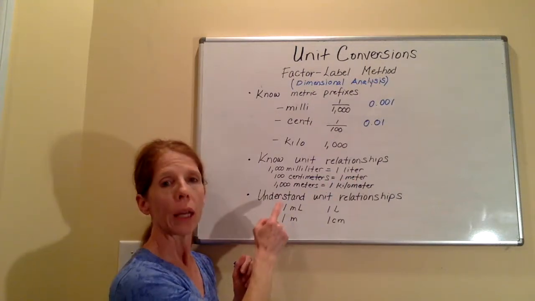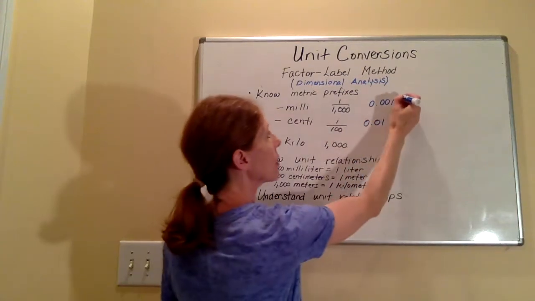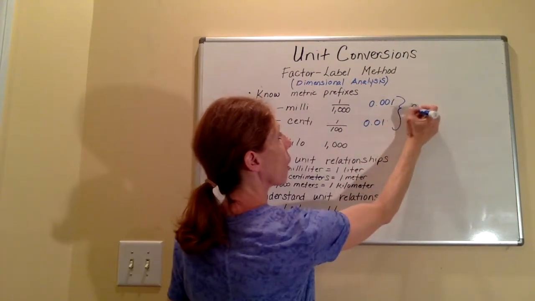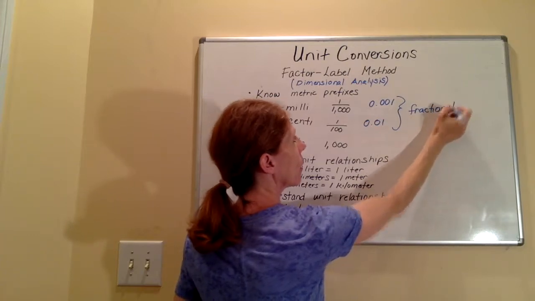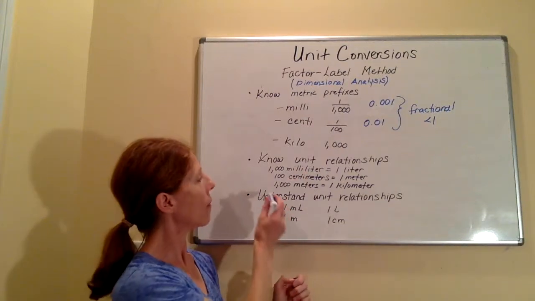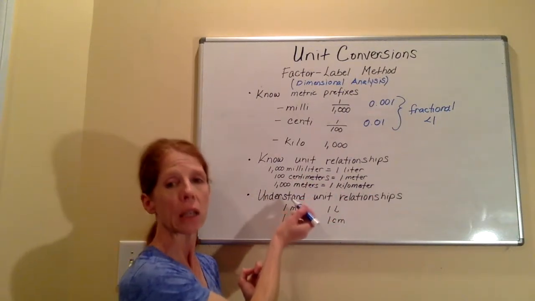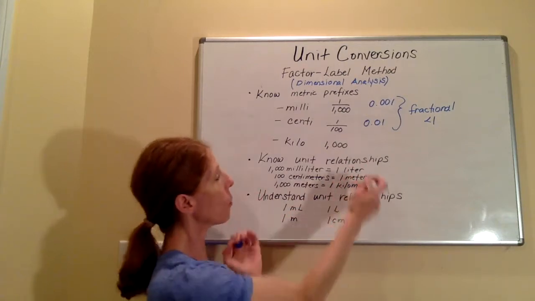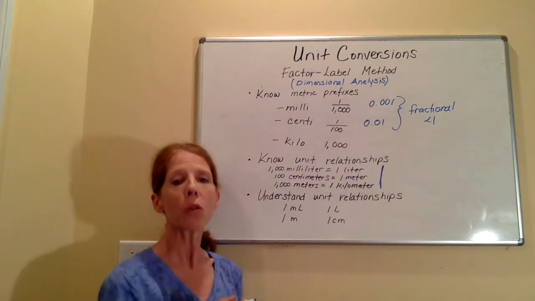Now, kilo is not a fractional part. Remember, both of these are fractional parts, meaning they're all less than 1. Kilo is 1,000. So if I had a kilometer, that's actually 1,000 meters. So you need to memorize or understand. First, you need to know them, but I want you to understand them as well.